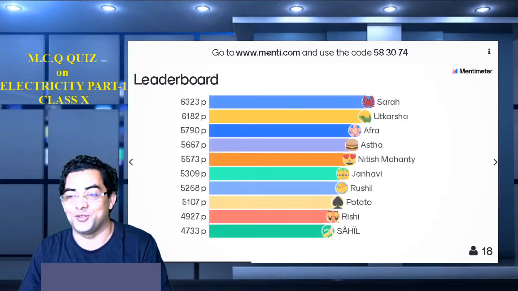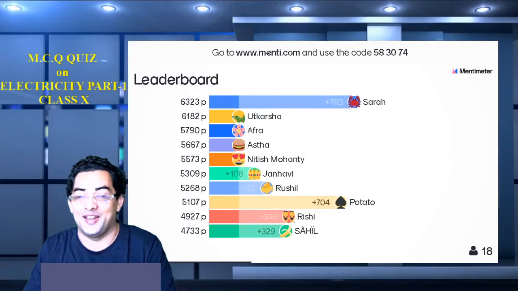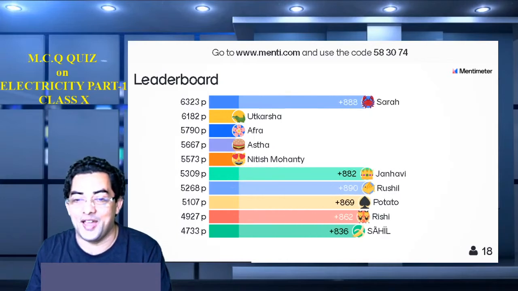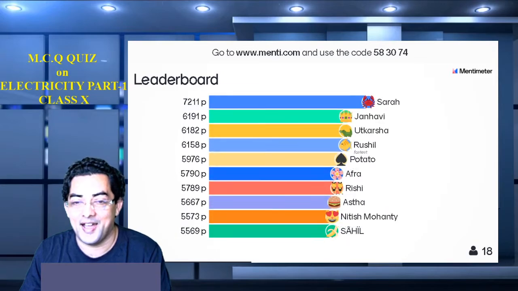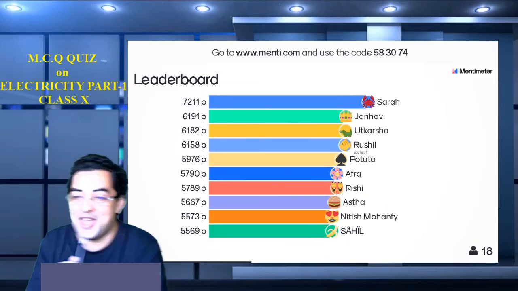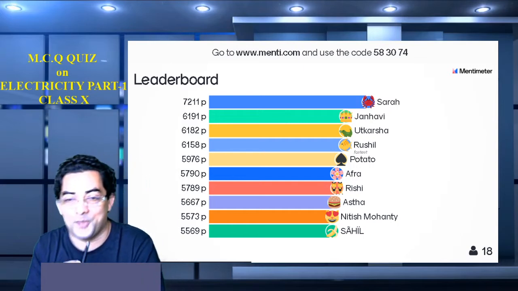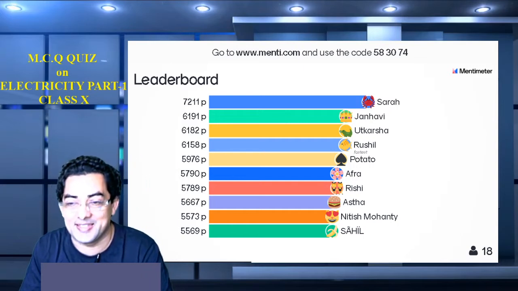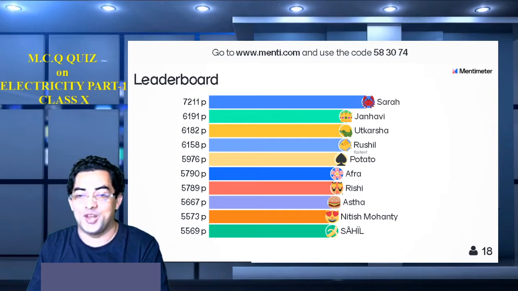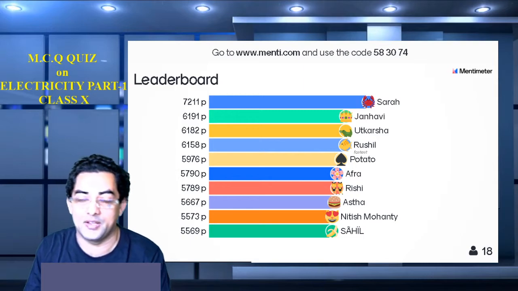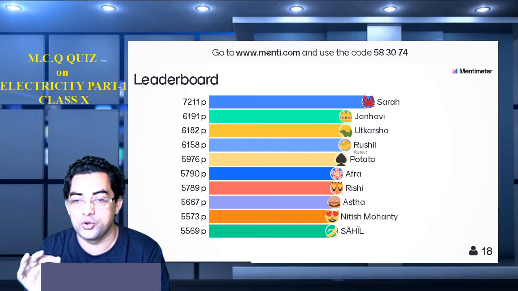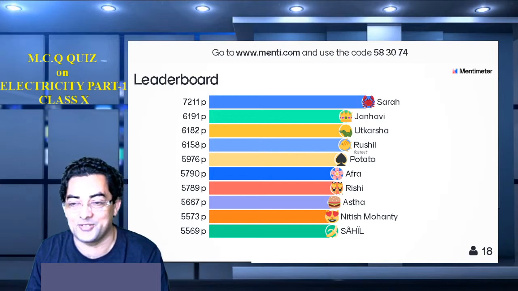Leaderboard, so many got it wrong, so the whole leaderboard must have changed, and let's see who is on top right now. Aha! Sarah the crab is still on top, but second, look at this. Janvi has moved up to position number 2. Utkarsha the alligator is on position number 3. Janvi the crown is on second position. Then comes Rushil the fish. I think Rushil got the fastest finger for this one.